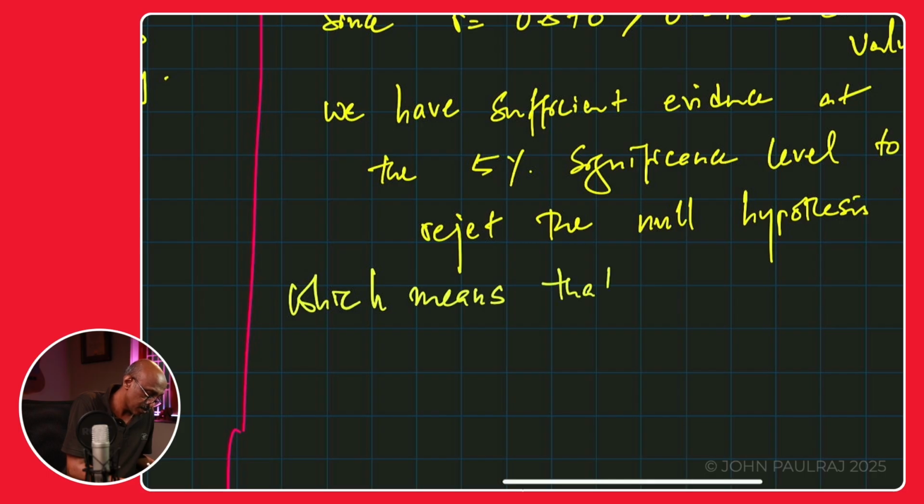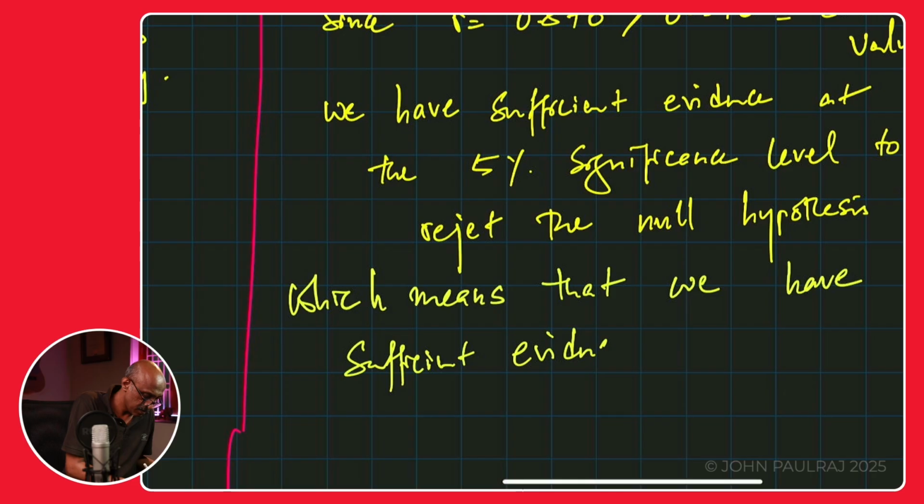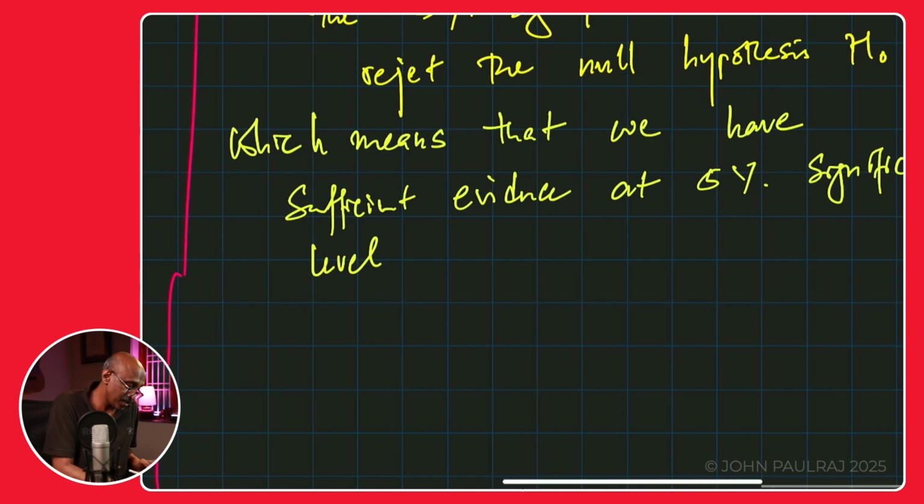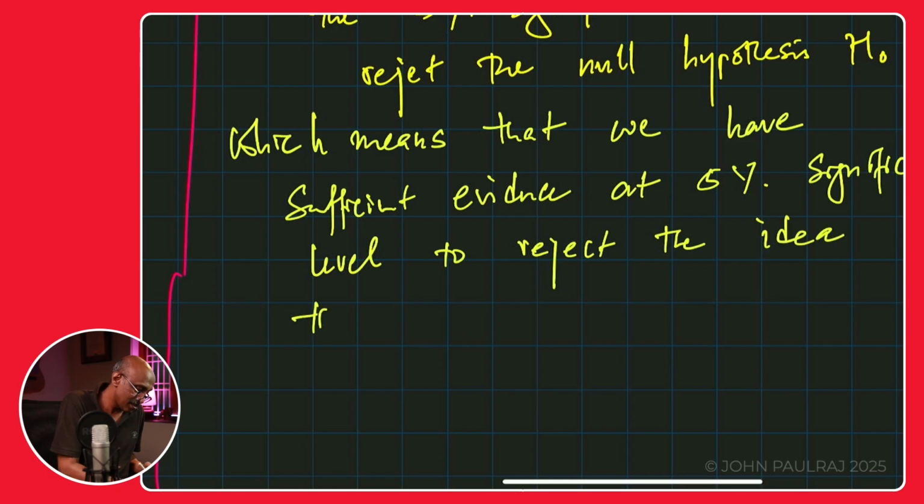that we have sufficient evidence at 5% significance level. So much to write. Yeah. Which is why I keep saying practice writing. Don't just look at solutions. Practice the writing, because writing takes time, okay? As you can see, we have sufficient evidence at the 5% significance level to reject the idea that there is no correlation. That's important.